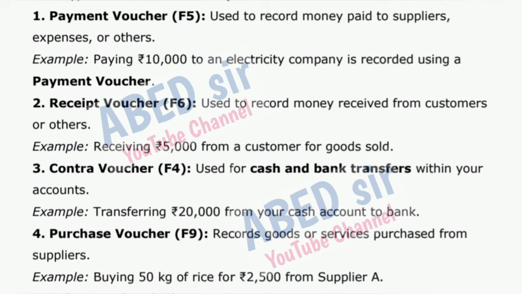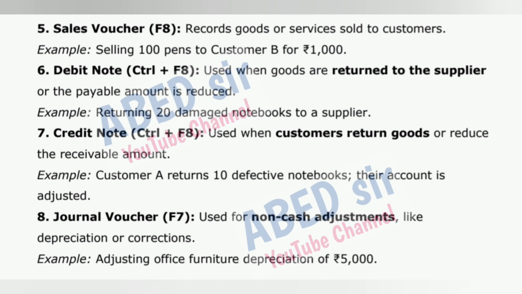3. Contra voucher, F4, used for cash and bank transfers within your accounts. Example, transferring 20,000 rupees from your cash account to bank. 4. Purchase voucher, F9, records goods or services purchased from suppliers. Example, buying 50 kilograms of rice for 2,500 rupees from supplier A. 5. Sales voucher, F8, records goods or services sold to customers. Example, selling 100 pens to customer B for 1,000 rupees.